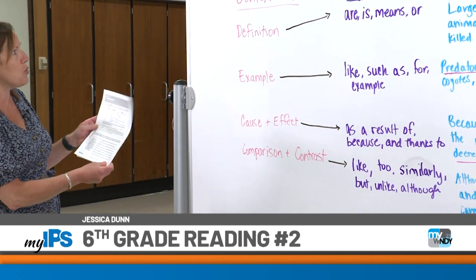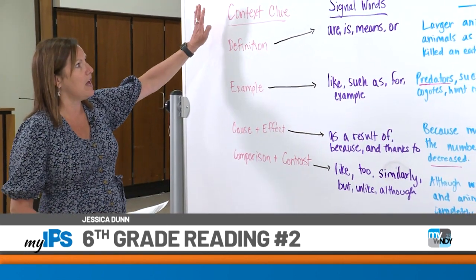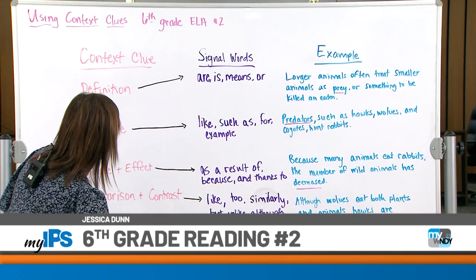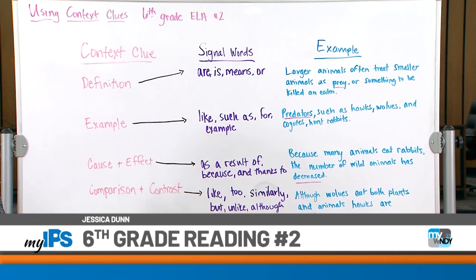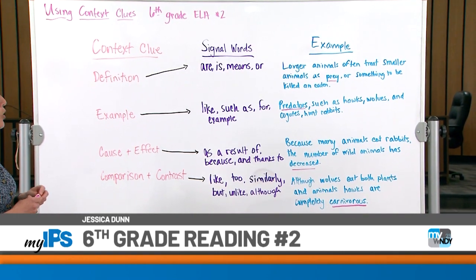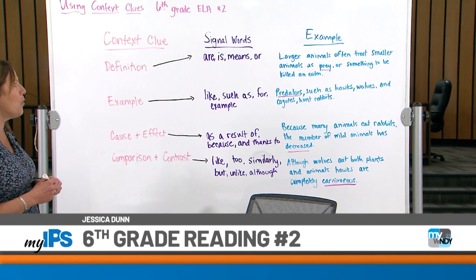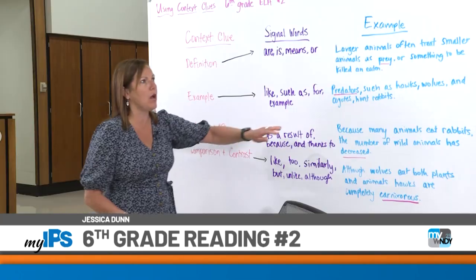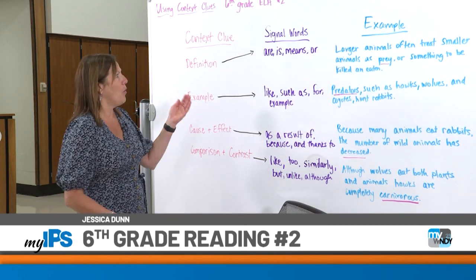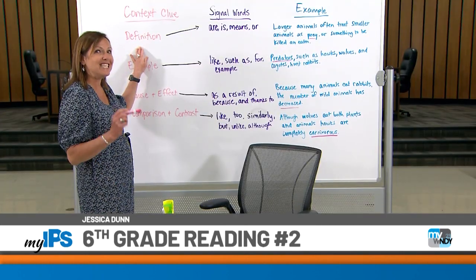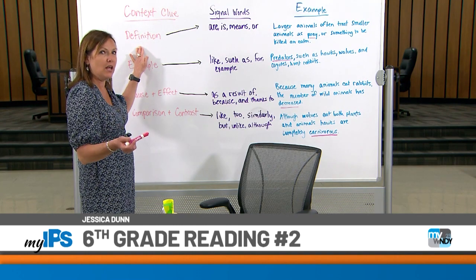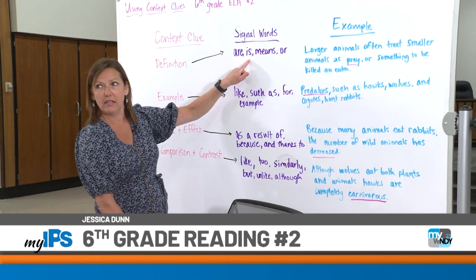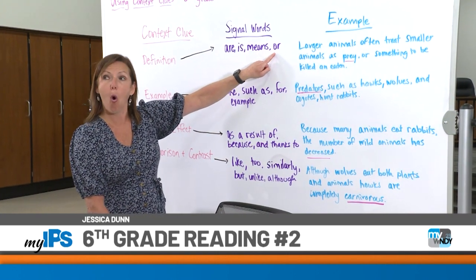This is page number 12. You'll see that they have the context clue, signal words, and then examples. One type of context clue that you can find when you're reading, and let's say again you don't know what a word means, so let's say for example you don't know what the word prey means, you could perhaps find the definition by a context clue. And signal words that you would look for are is, means, or.